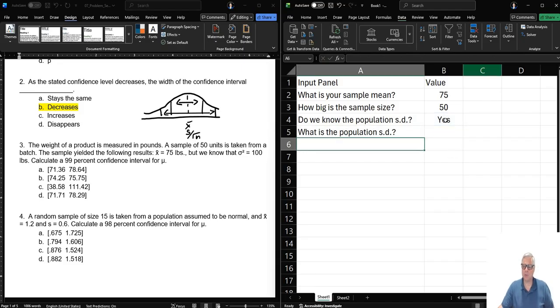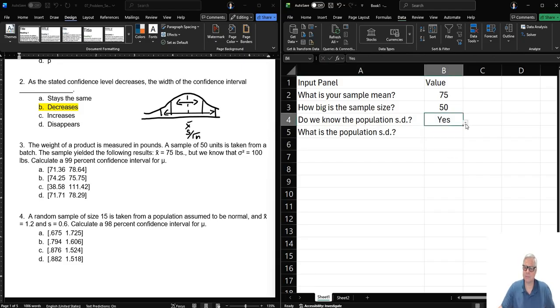So now depending on what a user enters, if they know the population standard deviation, yes, then the next question is what is the population standard deviation? But when we say no, then it changes to what is the sample standard deviation. In this case we know that the population standard deviation is given, and actually what is given is the population variance, but we know the standard deviation is the square root. So we have to use the square root of the variance of 100, which is 10, and we can enter that.